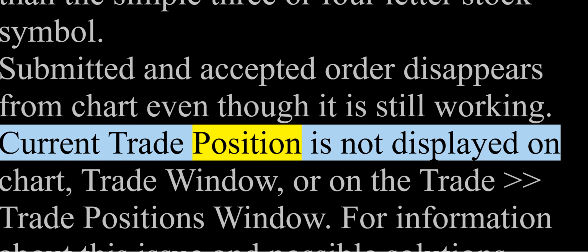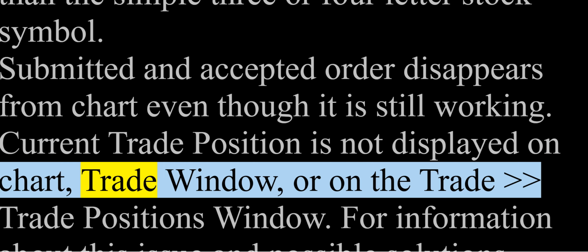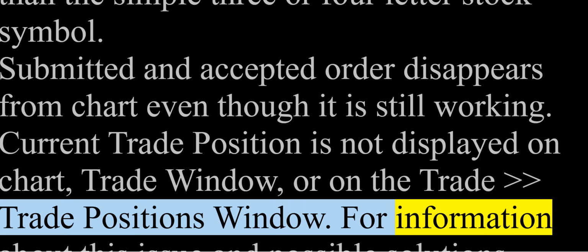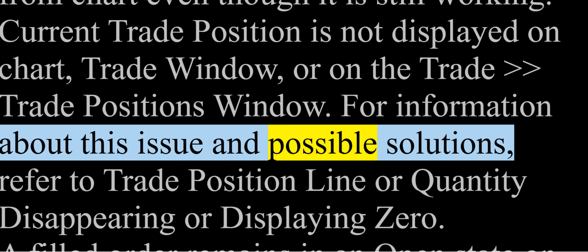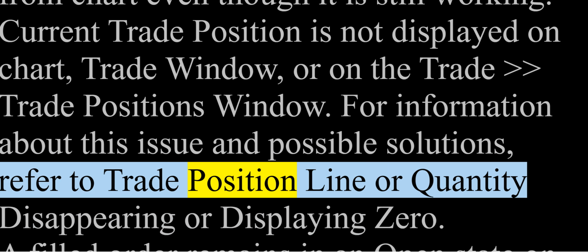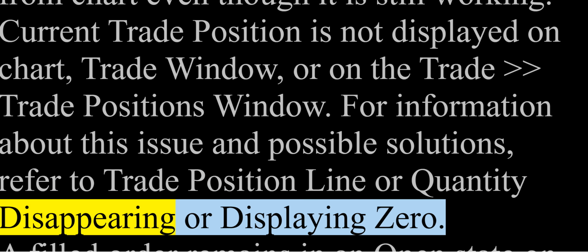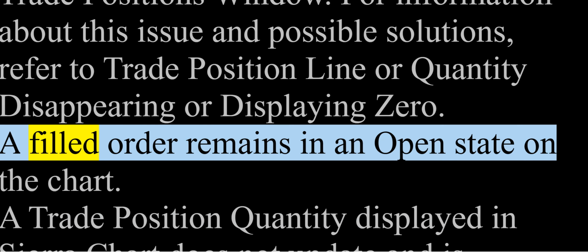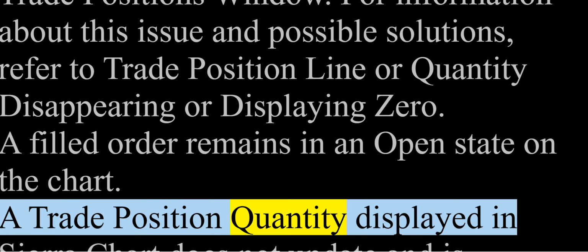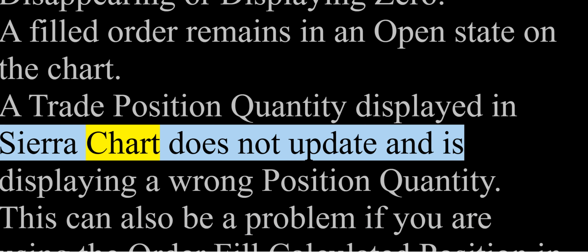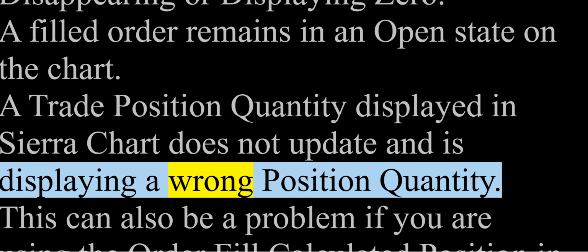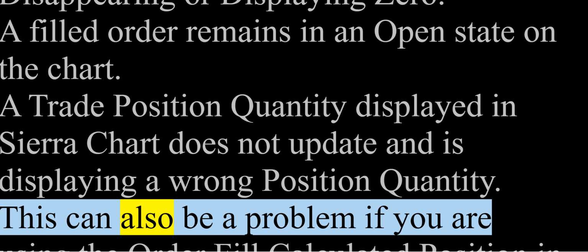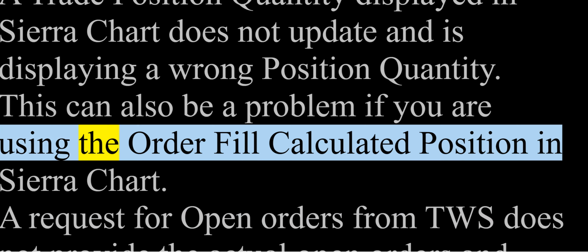Current trade position is not displayed on chart, trade window, or on the Trade Positions window. For information about this issue and possible solutions, refer to trade position line or quantity disappearing or displaying 0. A filled order remains in an open state on the chart. A trade position quantity displayed in Sierra Chart does not update and is displaying a wrong position quantity. This can also be a problem if you are using the order fill calculated position in Sierra Chart.